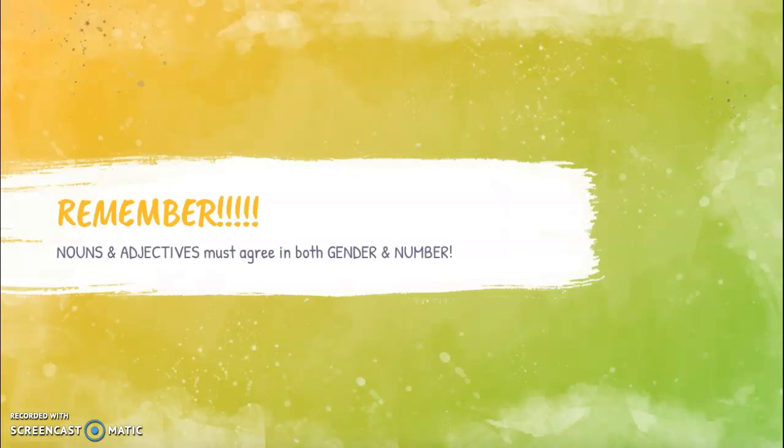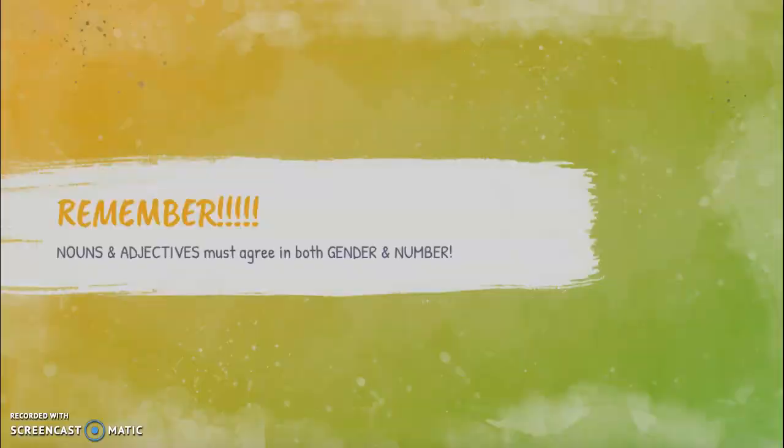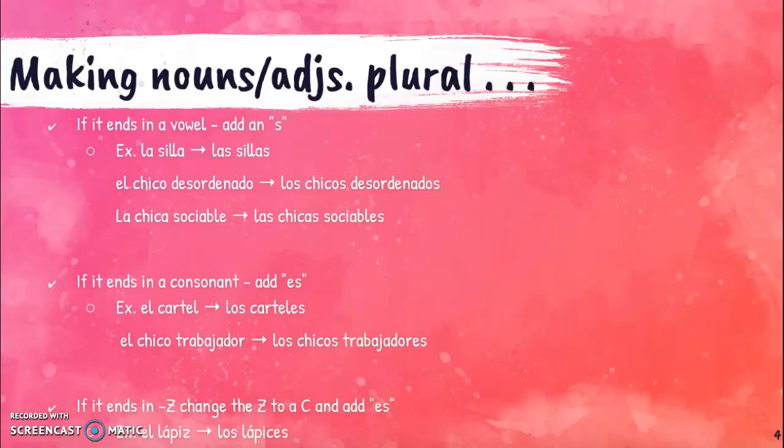We've talked about this a little bit before, but today we're going to go into depth, and I'm going to give you a few different rules to help you determine how to make that noun or that adjective plural. So again, the most important thing is that our nouns and our adjectives need to agree in both gender and in number. So let's take a look at our rules. We have 3 different rules.